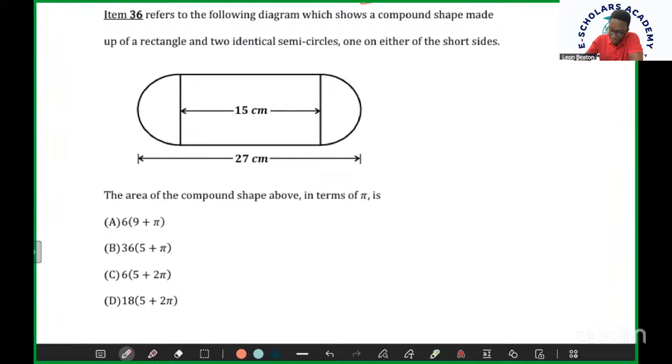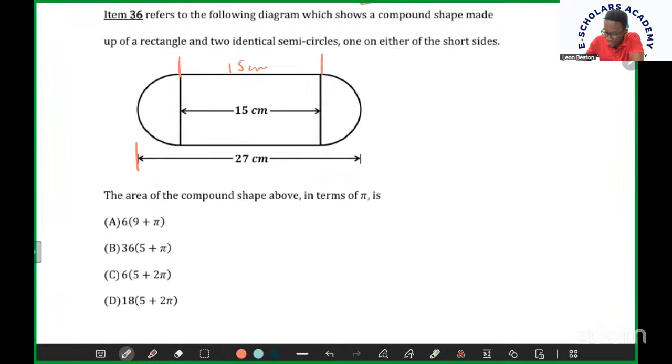So we have to find the area for this piece inside here. And then we have to find the area for the two semicircles. And then we add them together and manipulate it so that it looks like one of these. So let's find the area of this inner piece. They give us the length as 15 cm, and we have to find this width. So here's the thing. From here to here is 15, and they told us this whole thing is 27.